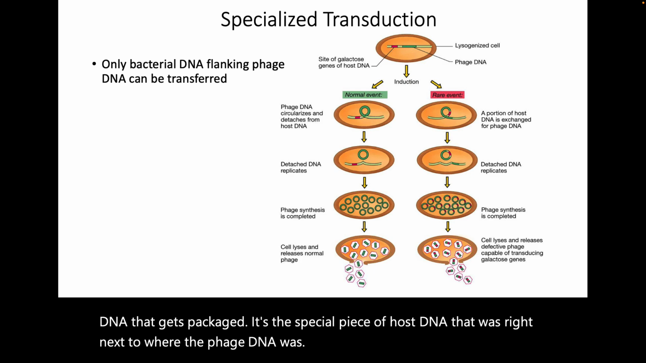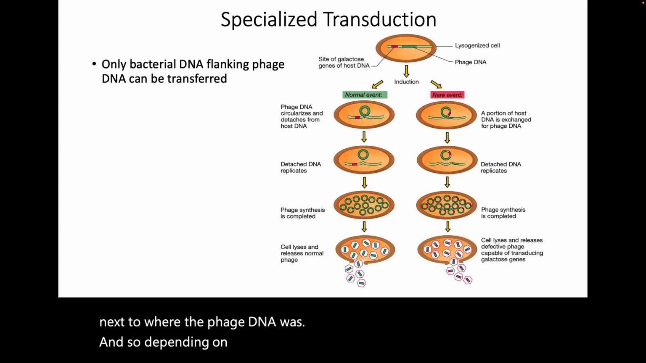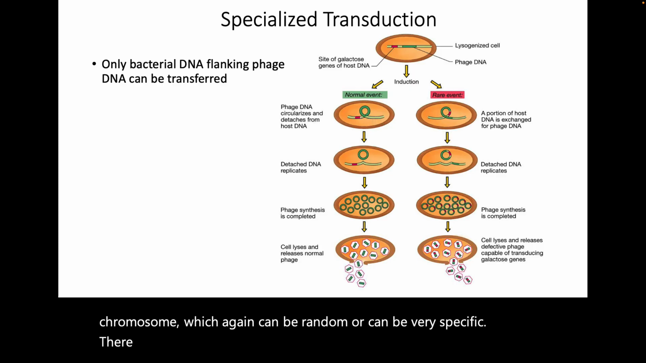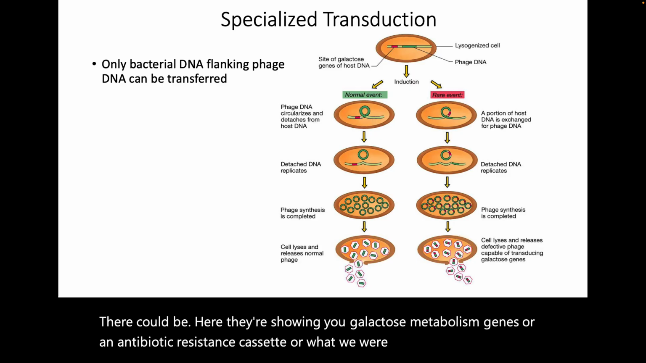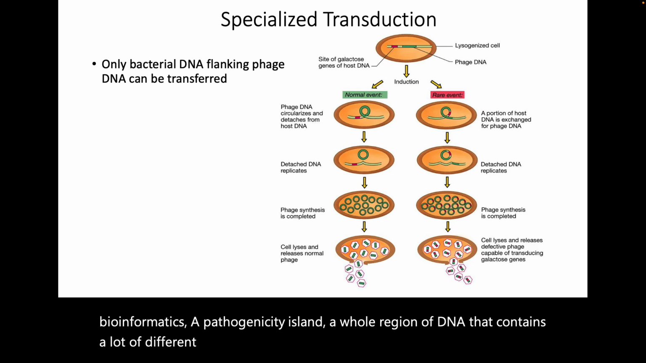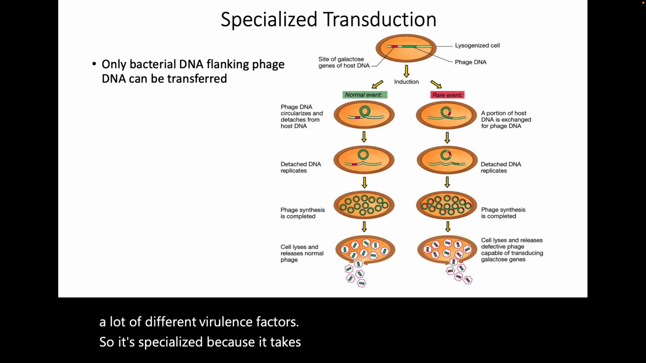And so depending on where the phage had integrated into the host chromosome, which again can be random or can be very specific, there could be, here they're showing you galactose metabolism genes, or an antibiotic resistance cassette, or what we were talking about in bioinformatics, a pathogenicity island, a whole region of DNA that contains a lot of different virulence factors. So it's specialized because it takes a very specific piece of DNA, the one that was right next to the phage.